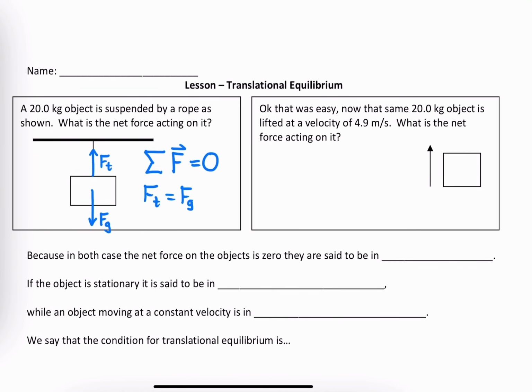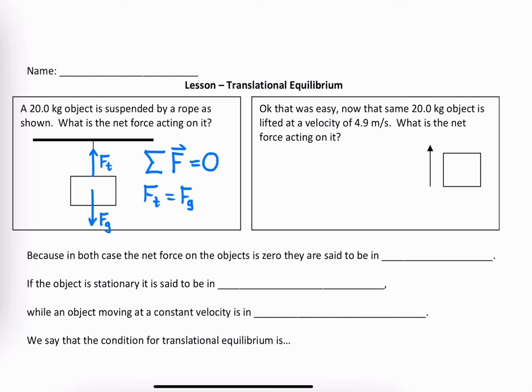Now let's consider another scenario. Same object as before, but instead of hanging there motionless, it's being lifted up. It's continuously moving upwards at a velocity of 4.9 meters per second. What is the net force acting on it now? Well, before we learn much physics, we might look at this and say, well, if it's moving up, there must be a force acting up on it. A net force, you might even say.